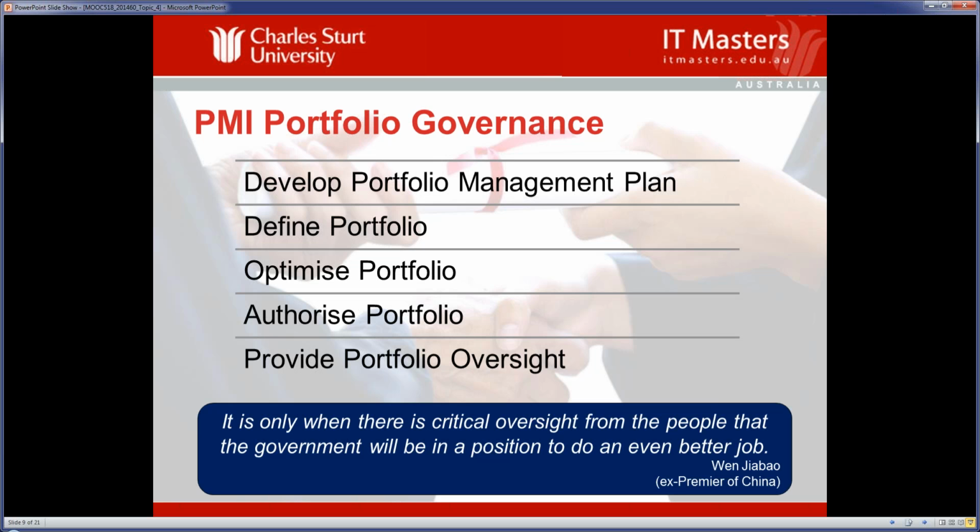So the point here, if we take this out of its political context and say, well, it's only when there is critical oversight from the people involved that the mechanism at large will be able to do an even better job. So only when there is oversight of the entire portfolio will the entire portfolio be in a position to deliver its best and ultimate outcomes and results.